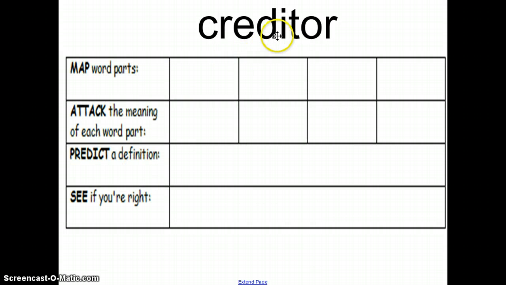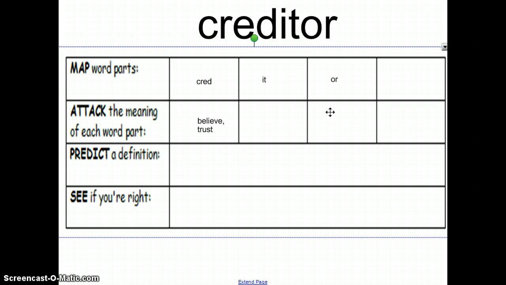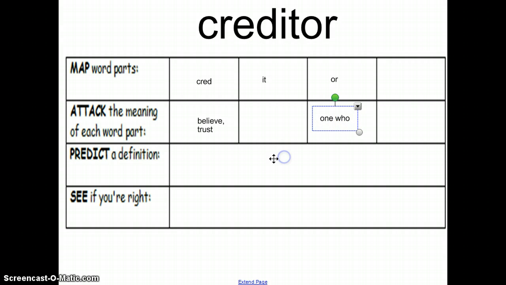The next word we're going to talk about is creditor. So we're going to map the parts, cred. We know there's a suffix or, and I'm not sure at this point if there's it or not. I know that it is a word, so we'll look it up on our chart later. We know that cred means believe or trust, and when I actually look at my chart, there is no prefix or suffix or word part for it, but there is one for or, which is one who. So if I were going to predict a definition, putting those two parts of the word together, it means one who can be believed or trusted.